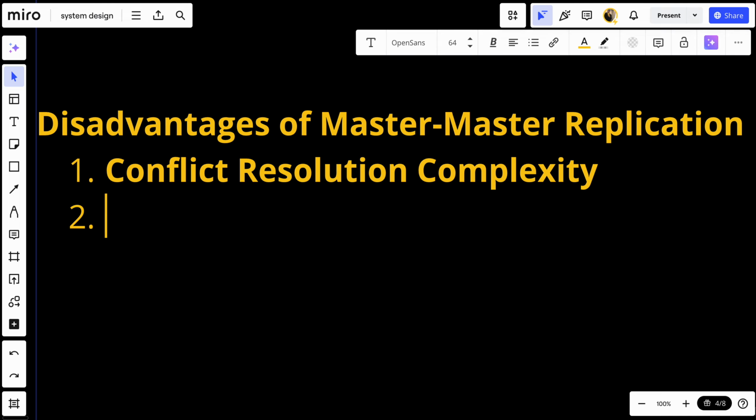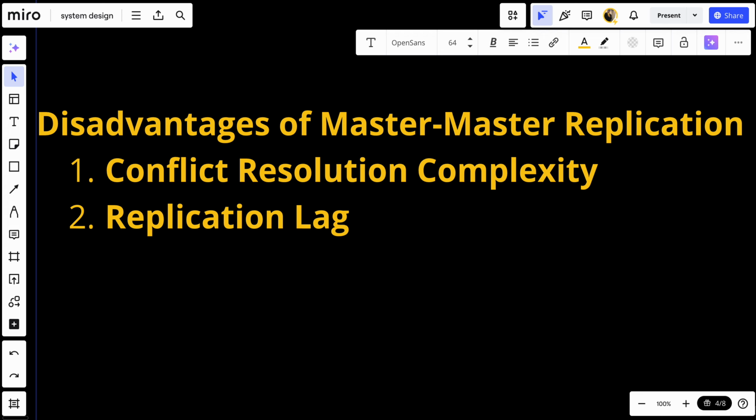Number two, we will have replication lag. Because in asynchronous master replication, lag can occur between nodes, meaning changes made on one master may not be immediately visible on other masters. This can cause temporary inconsistencies, particularly for write-heavy applications.